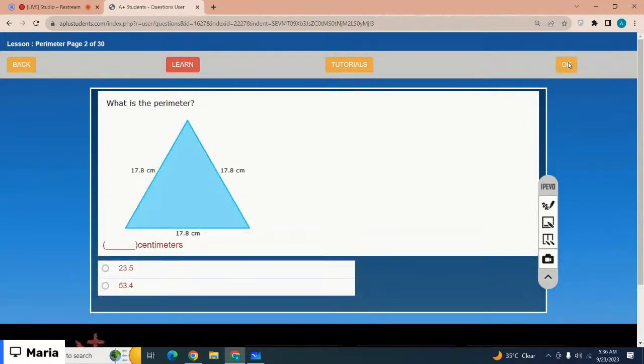Okay, what is the perimeter? You have to add up all the side lengths. So just add all three sides. It would be 53.4, right? The correct option is 53.4 because you have to add all the side lengths.